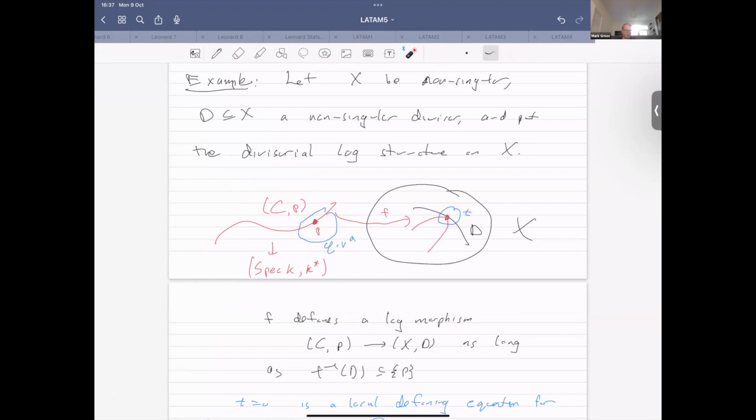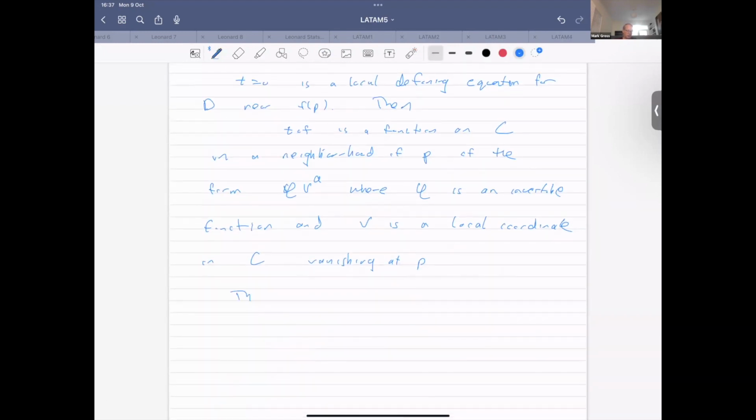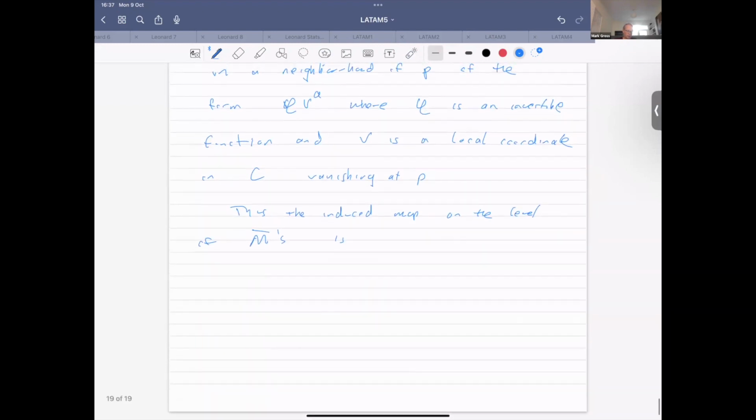So it's easy to see what happens on the level of M bars. So thus, the induced map on the level of M bars is, well, we have F inverse M bar X, which is just N at the point P, goes to, maybe I should have said, let me try this better. So we have M bar X at the point F of P, that's just N.